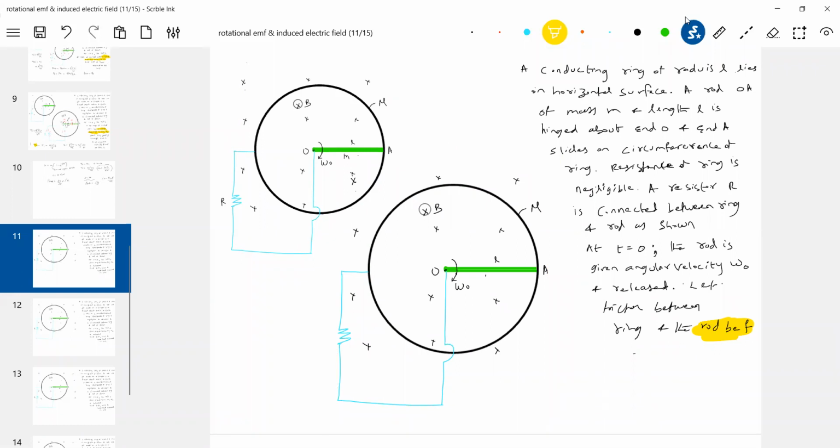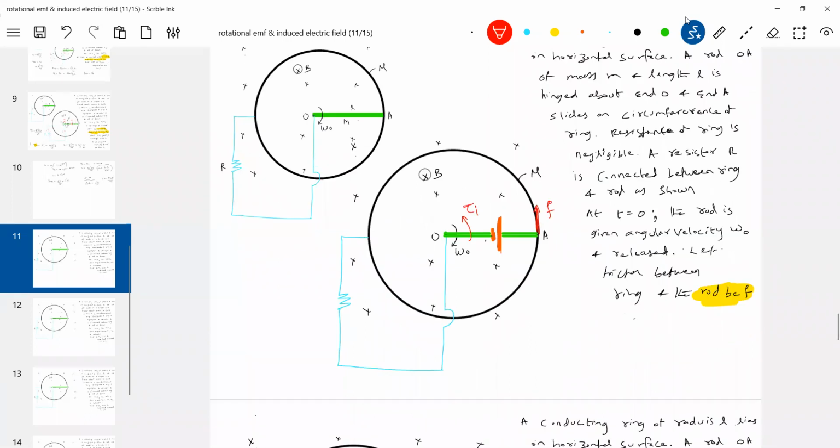Let's get into the problem. Induced EMF, the angular velocity omega naught is given. So with B bar, this end of the rod will be positive and this will be negative. This is easy. What about the friction? Friction should set up an anti-torque. So the friction on the rod will act at this particular point tangentially, because the rod is in contact only here. So there's a friction, and the induced torque will act in this direction. So what is the net torque acting on the system?